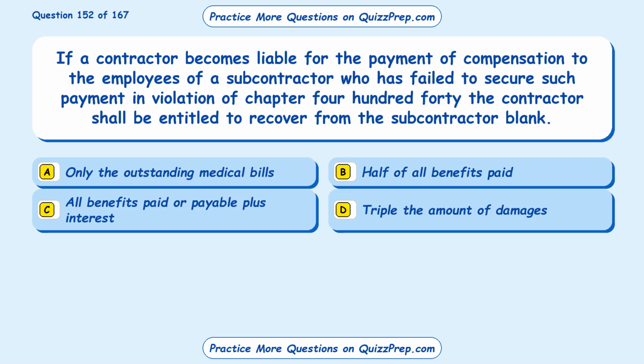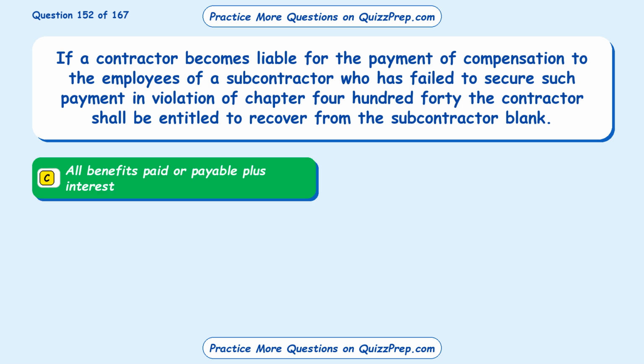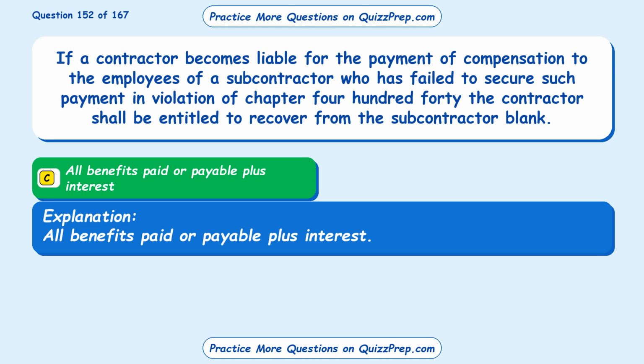Question 152. If a contractor becomes liable for the payment of compensation to the employees of a subcontractor who has failed to secure such payment in violation of Chapter 440, the contractor shall be entitled to recover from the subcontractor blank. Option A, only the outstanding medical bills. Option B, half of all benefits paid. Option C, all benefits paid or payable plus interest. Option D, triple the amount of damages. The correct answer is option C, all benefits paid or payable plus interest.